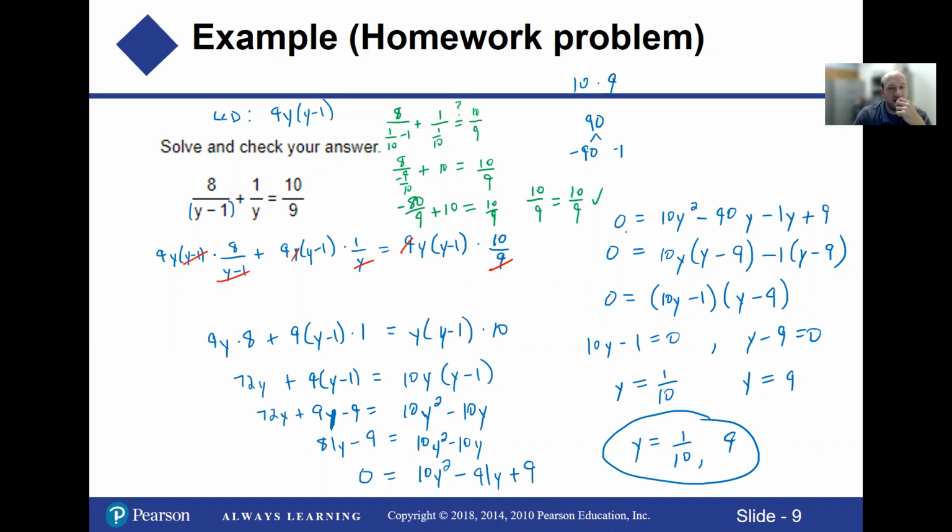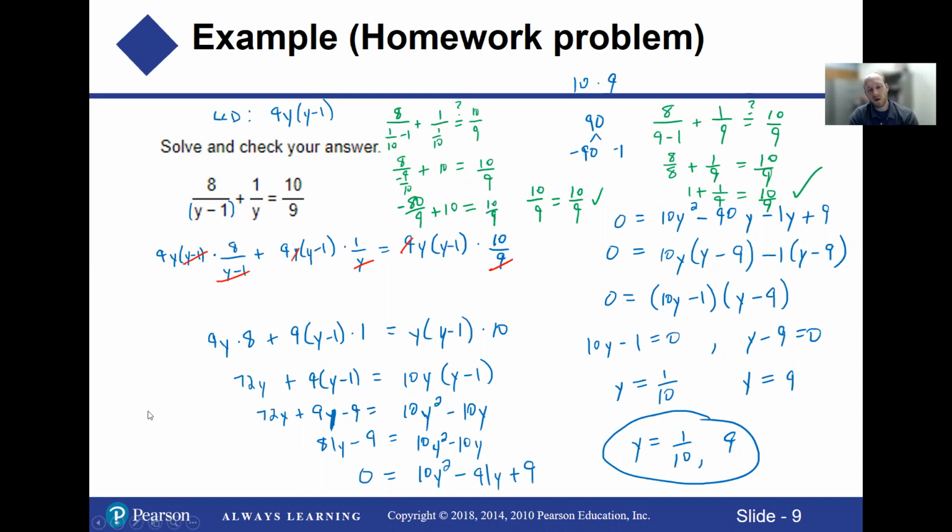So that one checks. And then we can plug in 9 here, so we've got to check the other answer. So 8 over 9 minus 1 plus 1 over 9. Does that equal 10 over 9? So basically, does 8 over 9 plus 1 over 9 equal 10 over 9? And yes, it does, because 1 plus 1/9 is equal to 10/9. Okay, 1 is 9/9. If I take 9/9 plus 1/9, it's 10/9. So both of those answers check out.